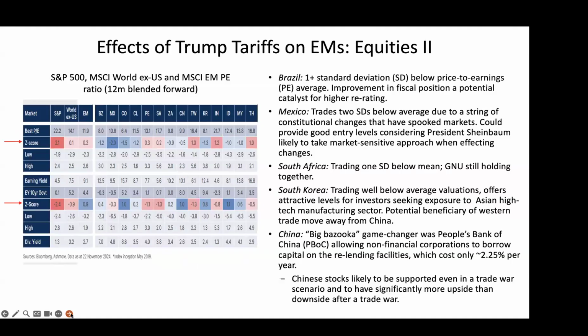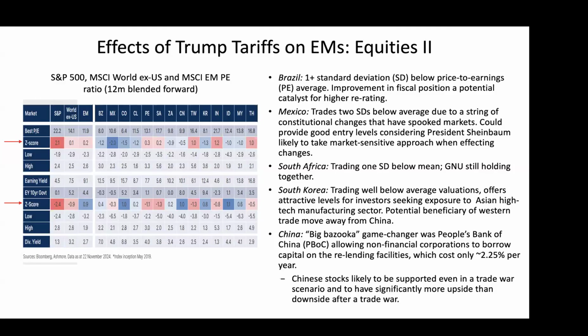So where the Z score is negative, that means it's undervalued, and you begin to see some of the logic. So if I run through all of these, Brazil is 1 standard deviation below the PE average, which means it's undervalued, but there's an improvement in the fiscal position, and that may be a potential catalyst for higher re-rating. There's a view that Mexico's new president is actually market sensitive and market friendly, and so perhaps those governance challenges they instituted in the past will be overcome by the new president.